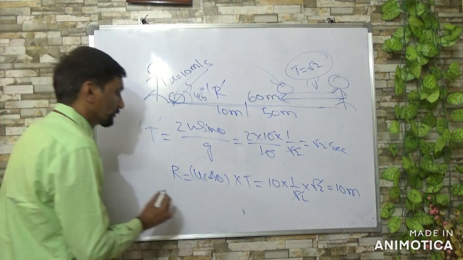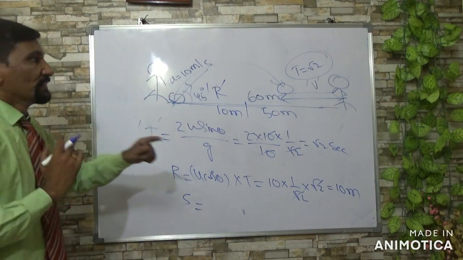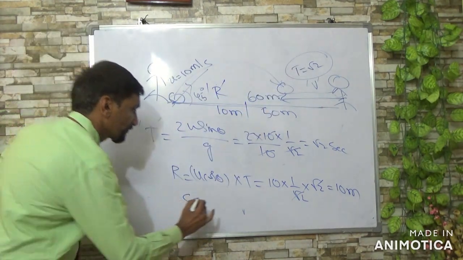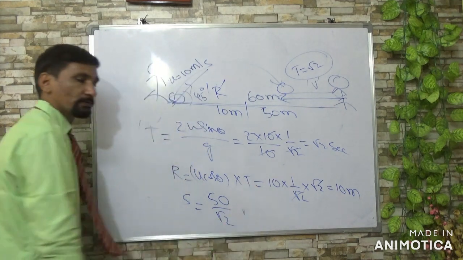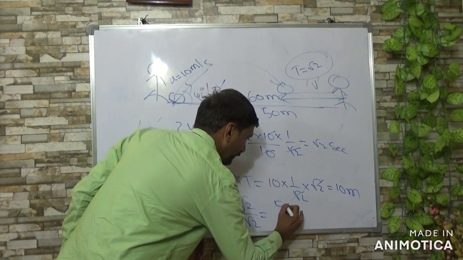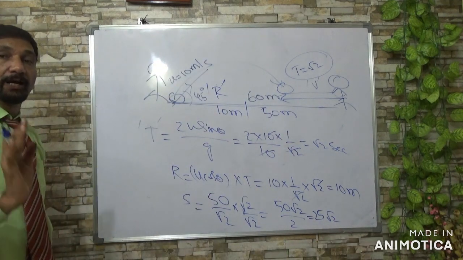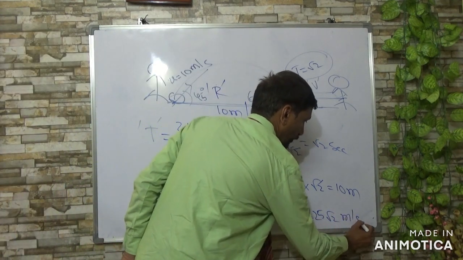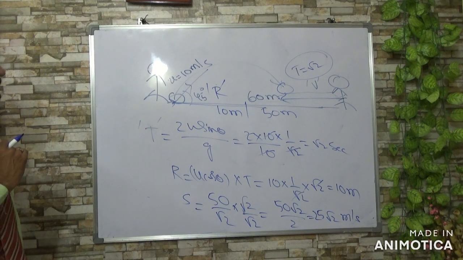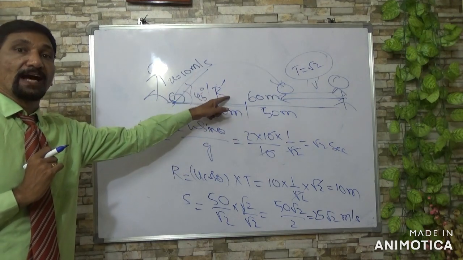So, speed is equal to distance traveled by time. The second player has to travel 50 meters of distance within root 2 seconds. So, multiply and divide by root 2. So, 50 root 2 by 2, nothing but 25 root 2 meter per second. Units are also very, very important in any problem, especially in physics, right? So, a speed of 25 root 2 meters per second is required for the second person in order to catch the ball.